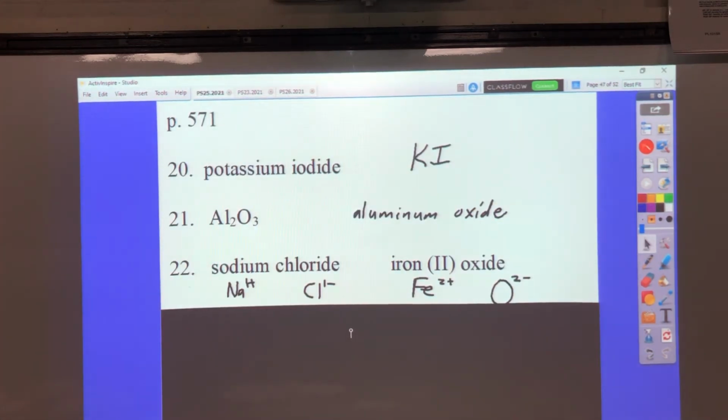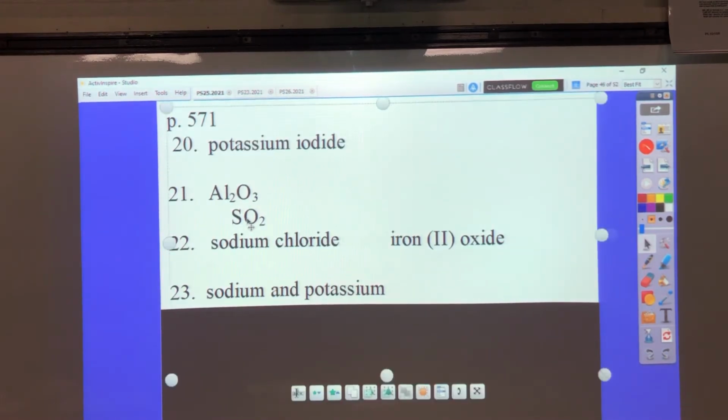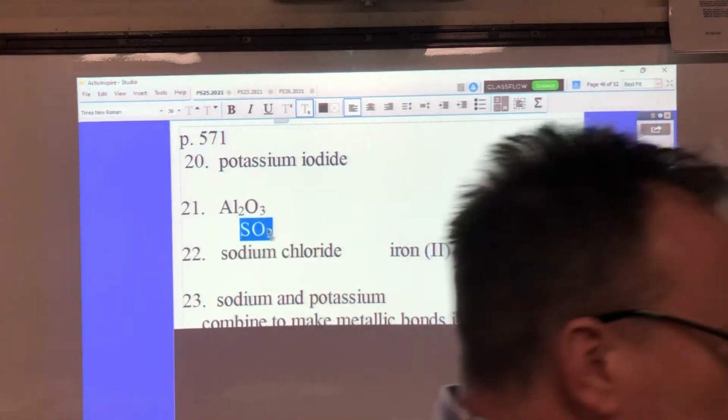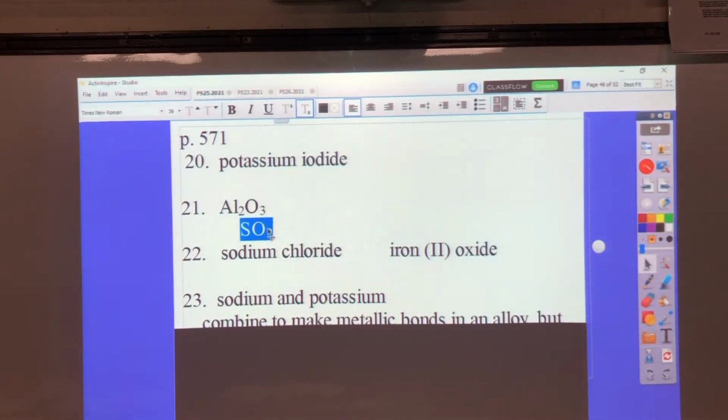Okay, number 23. I think I'm going to go ahead and take this back off here because it is covalent, even though we can name it.